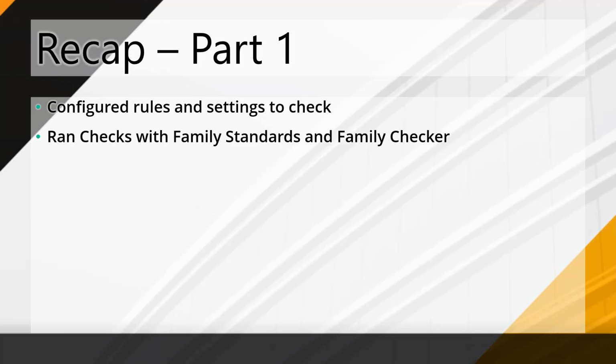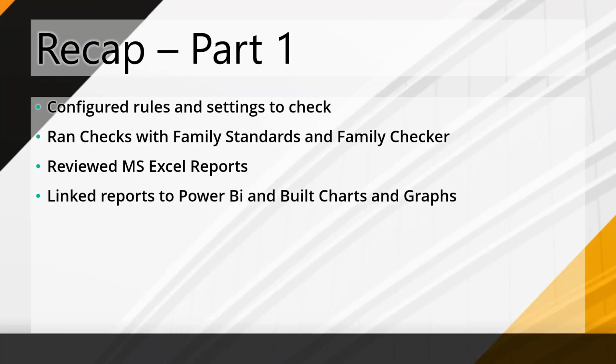So first, in a recap, we talked about Family Standards from the CTC Nexus Suite, and Family Checker from the CTC BIM Manager Suite, and we configured rules in both, and we ran some checks in both applications. Family Checker gives you a report right up front in your face, and you can save an Excel file, turn around and begin working with it. Family Standards sends you an email with your report when it's all said and done. Then you can link it into a Power BI file and start building a report.